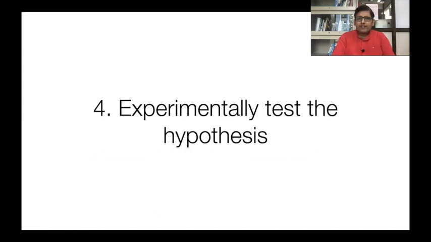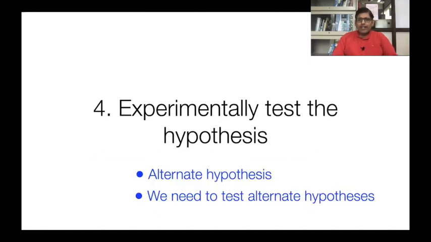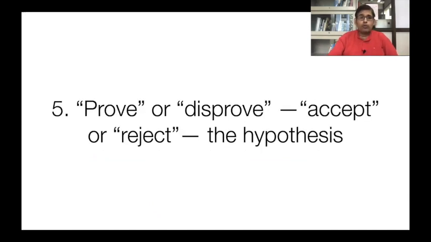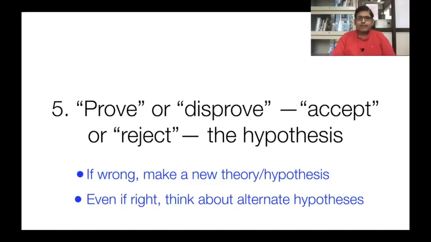Once you have this falsifiable hypothesis, you test the hypothesis by doing experiments. Now, when we test, it may not be just one hypothesis. There will be alternate hypotheses, and we need to test those hypotheses too. And we know that then we would "prove" or "disprove" or "accept" or "reject" the hypothesis. I put these in quotes intentionally, which will be clear in the coming slides.